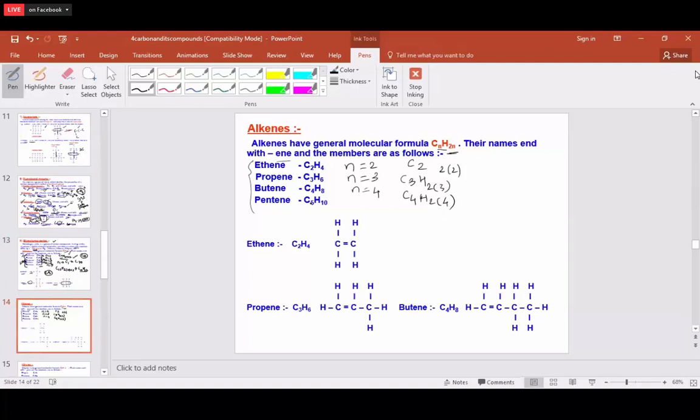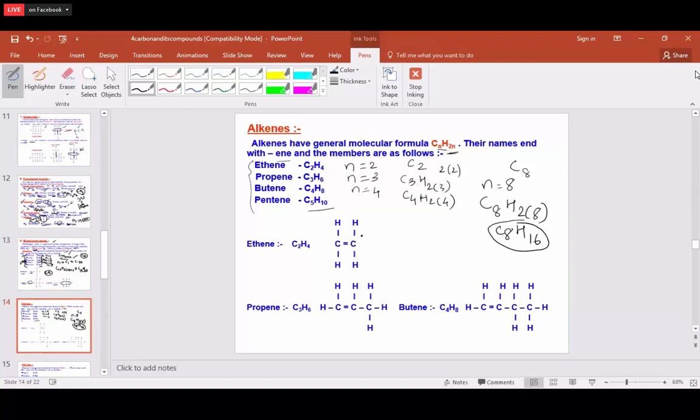So pentene is C5H10. Suppose you would like to write the formula for C8 in the alkene family. We can write n equal to 8. So C8H2 times 8, so C8H16. This is the formula for the C8 compound in the alkene family.